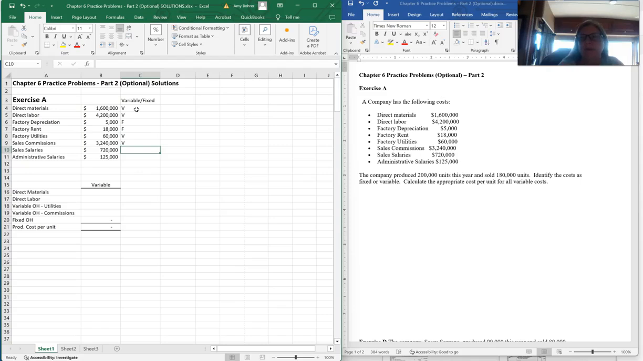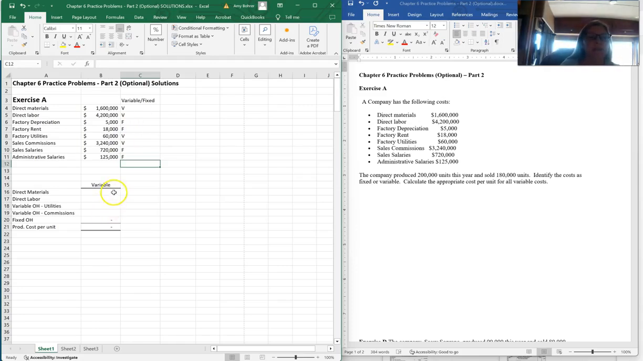Salaries are typically fixed. You get $50,000 a year, no matter whether you work 60 hours a week or 40 hours a week. So that's going to be fixed. And again, administrative salaries, again, they're typically fixed. You're going to make $25,000 a year, no matter how many hours you work. So that's the first part.